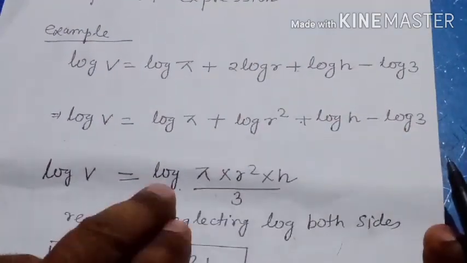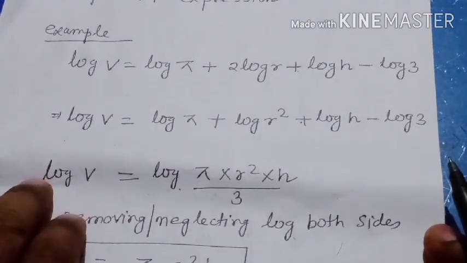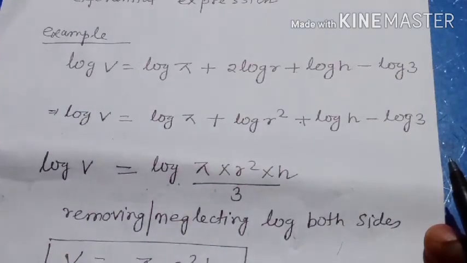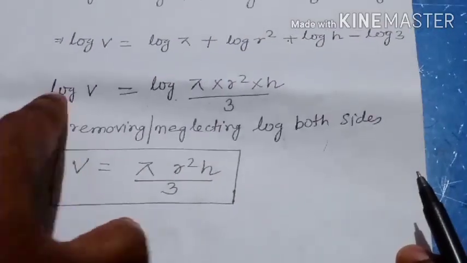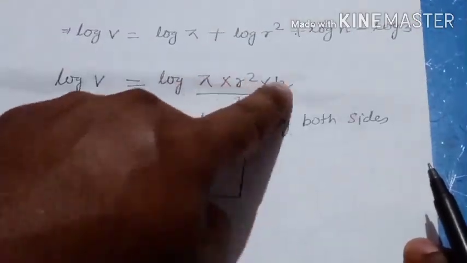So now we are going to neglect log here and log here. What we are left with is v is equal to pi r square h by 3. Log and log will be cancelled. So v will be equal to pi r square h by 3.